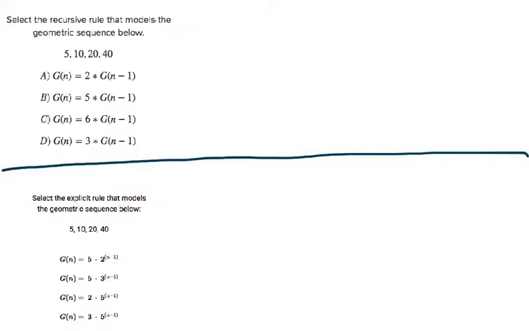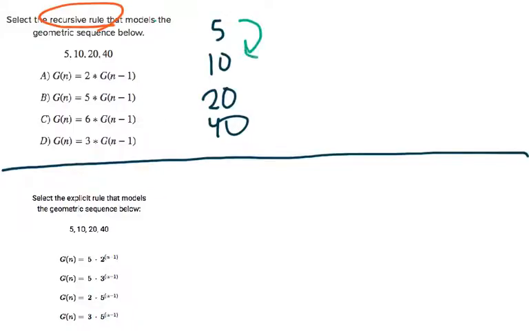So we're going to start by finding the recursive rule to model the geometric sequence we have here. So recursive rule is what we're looking at right now. And the numbers we have are 5, 10, 20, and 40. And in order to get from one number to the next, it looks like to get from 5 to 10, we multiply by 2. To get from 10 to 20, we multiply by 2. To get from 20 to 40, we multiply by 2.